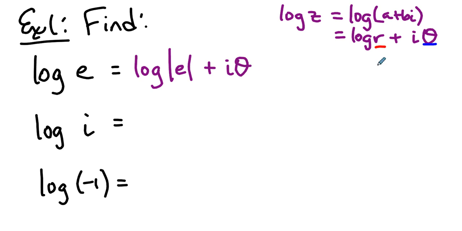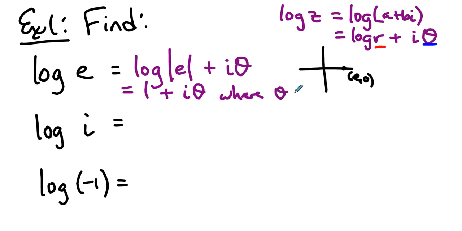Well, where is e in the complex plane? It's right here. So the log of the real number e is 1, and theta could be 0, or it could be 2 pi, or it could be 4 pi, and we just keep going. It's an interesting thing to think about.